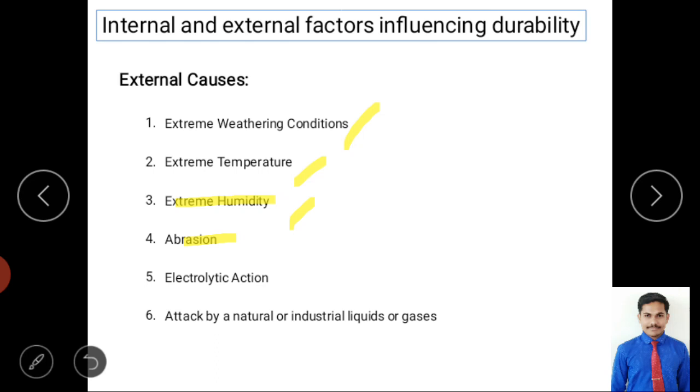Next, electrolytic actions. Electrolytic actions mean some ionic exchanges. We know what we mean by electrolytes, right? It is what? Ionic changes. Positive ion, negative ion, mainly corrosion, right? So it will take some electrolytic actions, and due to these actions, definitely durability is affected. Then attack by natural or industrial liquids or gases. As I told, even gases are very dangerous, acids, right? So where are they coming from? The industries. So from the industries, due to liquids and gases, even durability reduces.